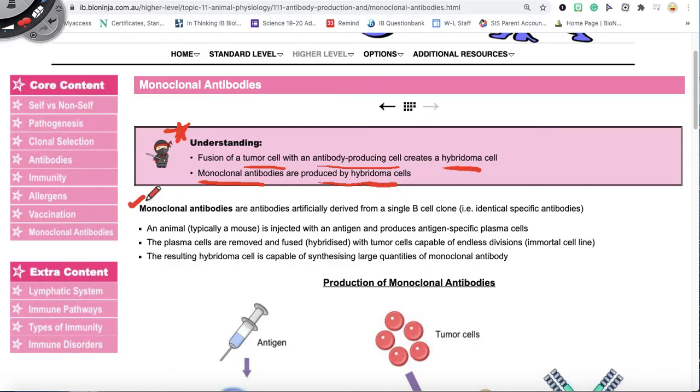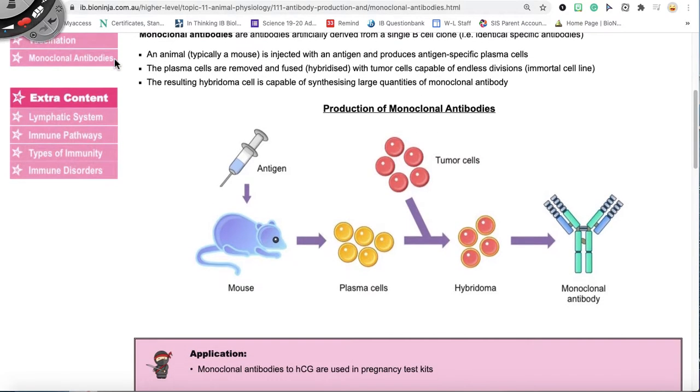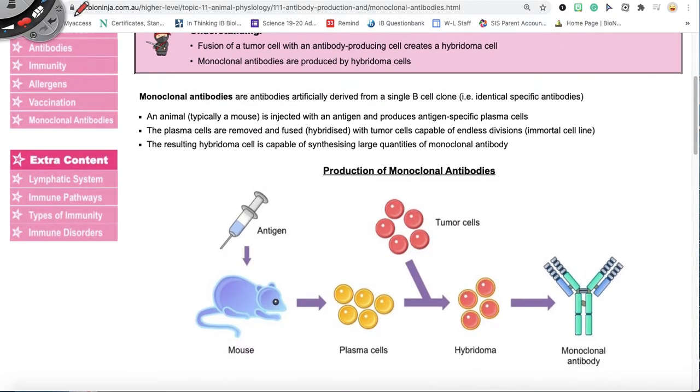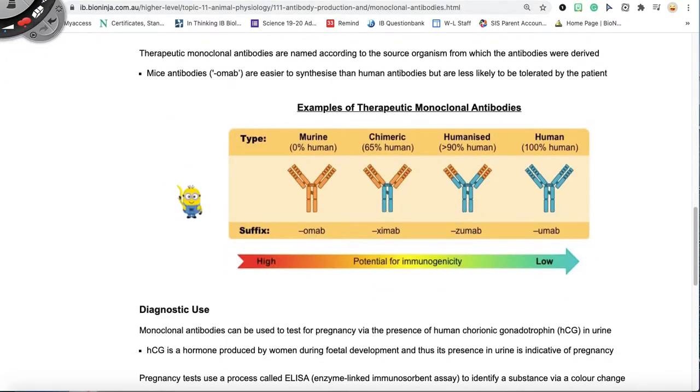So what are these monoclonal antibodies? These are antibodies that are artificially derived from a single B cell clone, hence the name monoclonal. They come from a single B cell clone. So let me move this up here so you can see the picture. So typically, these monoclonal antibodies are derived from an animal. And in this particular case, it's a mouse.